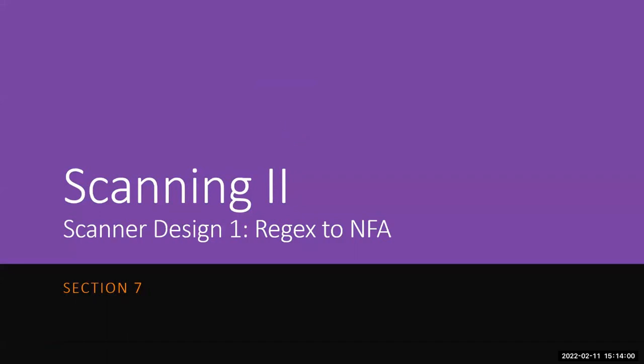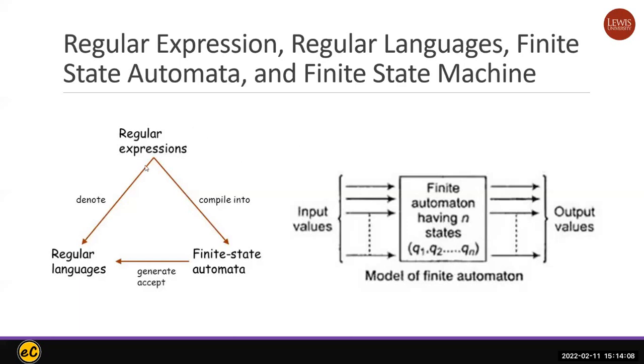If we have a regular expression, how can we convert it to a non-deterministic finite automata? Okay. Basically, we talked about a 3-in-1 relationship already. Regular expression can denote regular language. Regular language expression can be compiled to a finite state machine. And a finite state machine can accept the regular language. So these are the 3-in-1 relationship. We talked about it already.